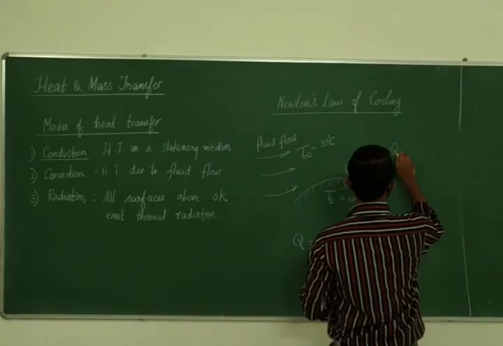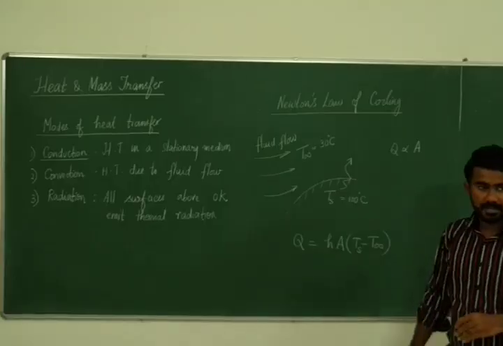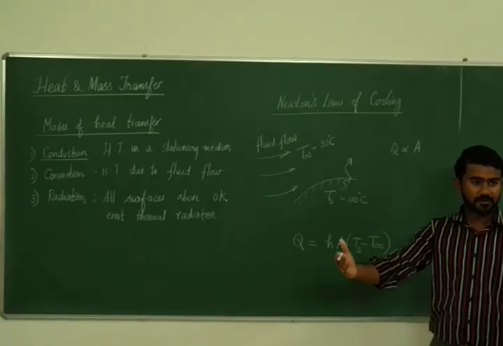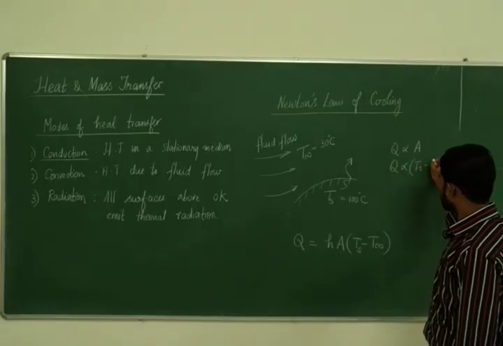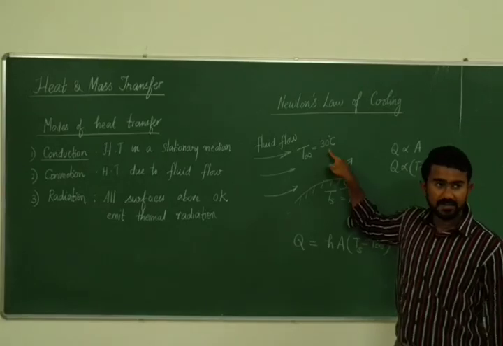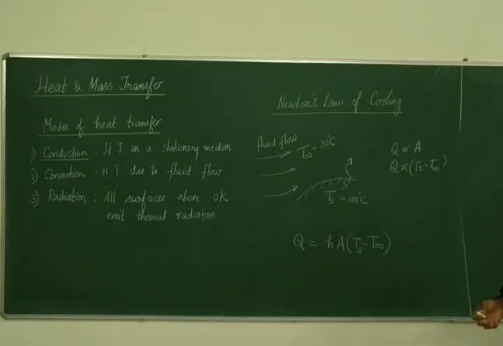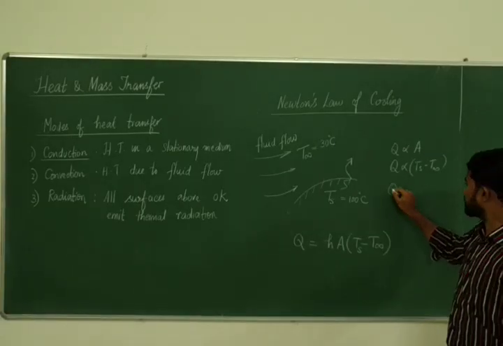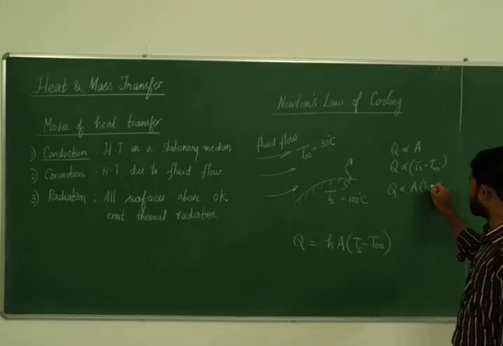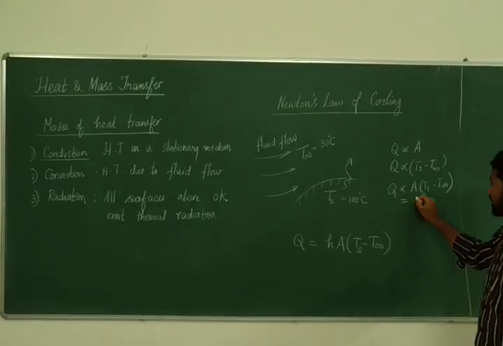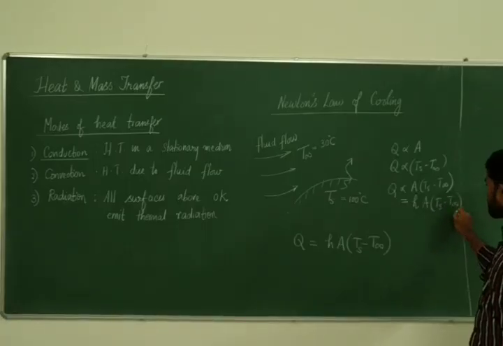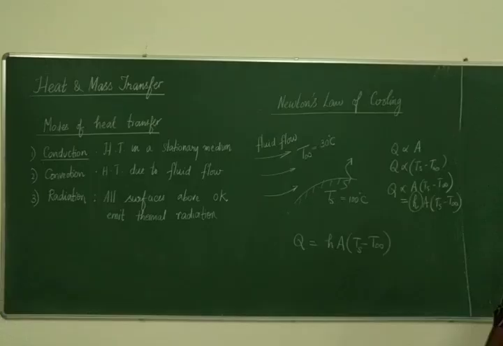Essentially, what does it say? The heat transfer is proportional to the area. If the area is high, then there will be a high amount of heat transfer. Second, the heat transfer is proportional to the temperature difference. If this temperature difference is very high, then the heat transfer will be very high. So Q is proportional to A into Ts minus T infinity. If I want to remove this proportionality symbol, I have to put an equality, and then I have the constant of proportionality. This constant of proportionality is called the convective heat transfer coefficient.